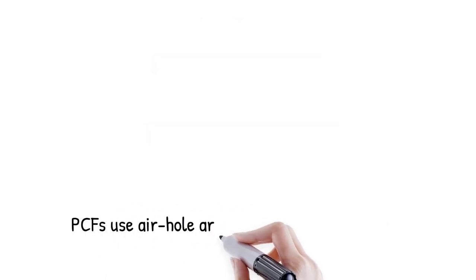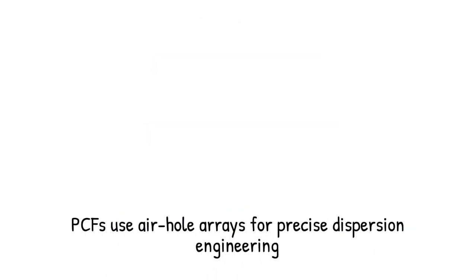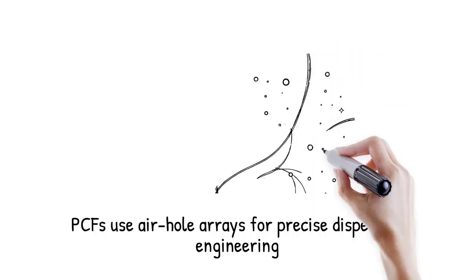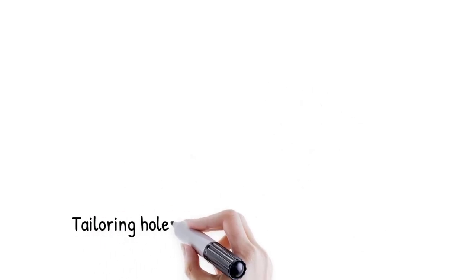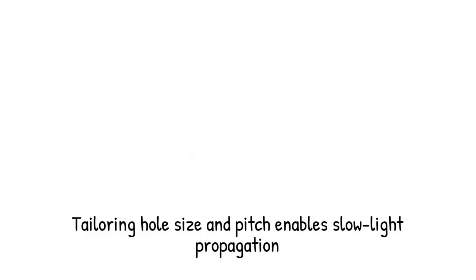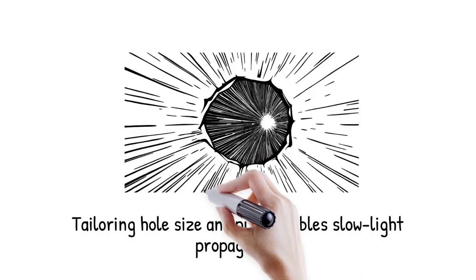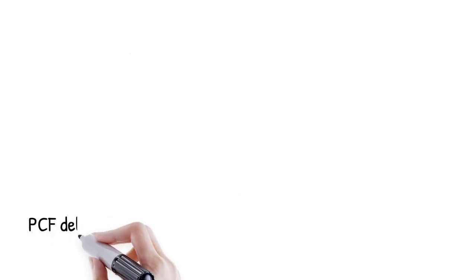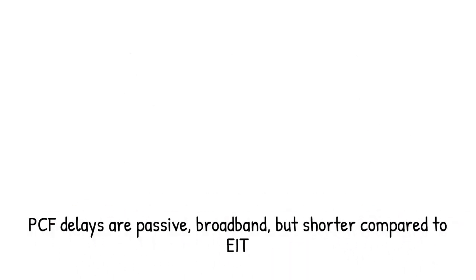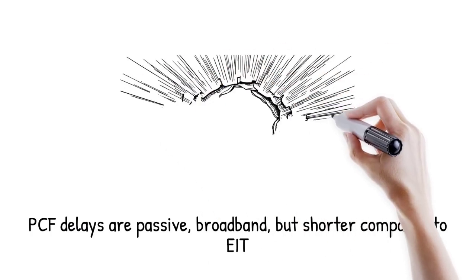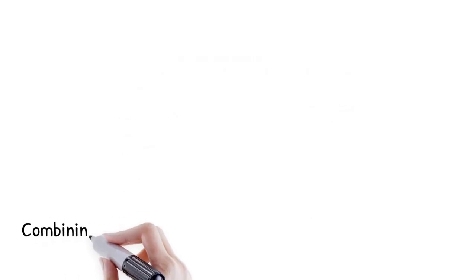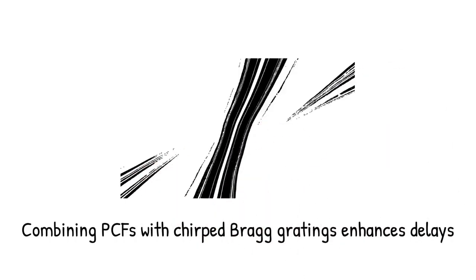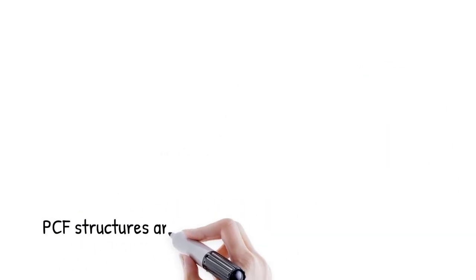Photonic crystal fibers, PCFs, incorporate periodic air hole arrays in their cladding, allowing precise dispersion engineering to create flat, anomalous dispersion regions. By tailoring the hole size and pitch, PCFs can support slow light propagation via dispersion-induced pulse stretching. Unlike SBS or EIT, PCF delays are passive and broadband, reaching nanoseconds over tens of centimeters. Combining PCFs with chirped Bragg gratings further enhances delay and storage time without significant losses.